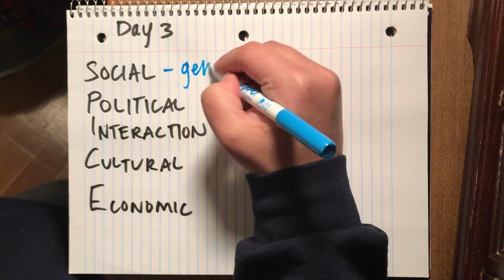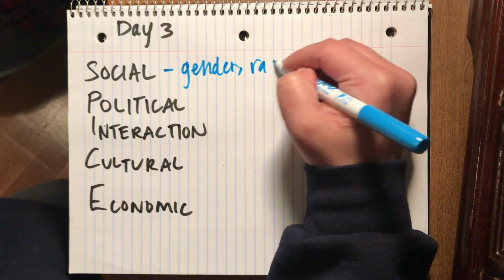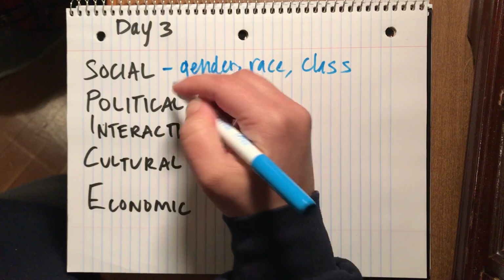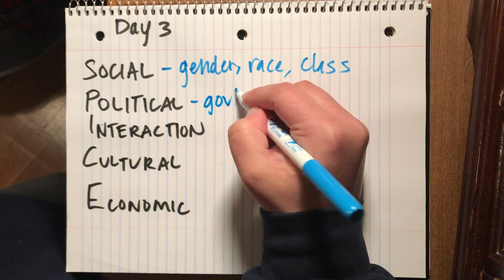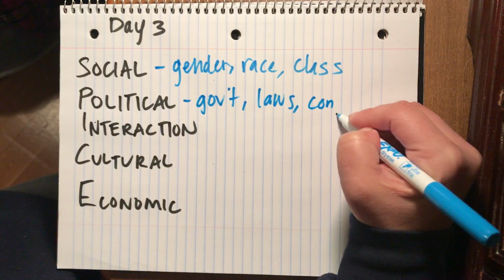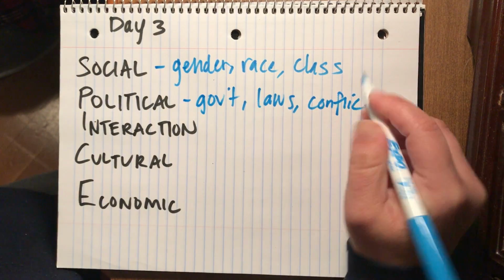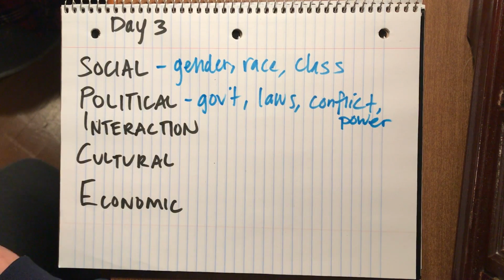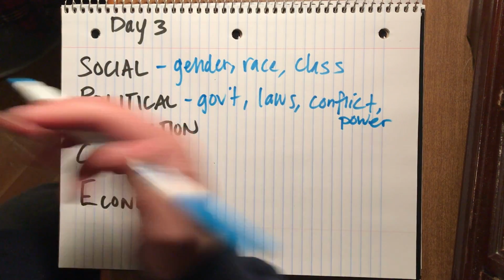Social is gender, race, and class. Things having to do with the society. Political is government, laws, conflict, power, right? Anything having to do with that authority. How do people get in charge? How do they remain in charge?